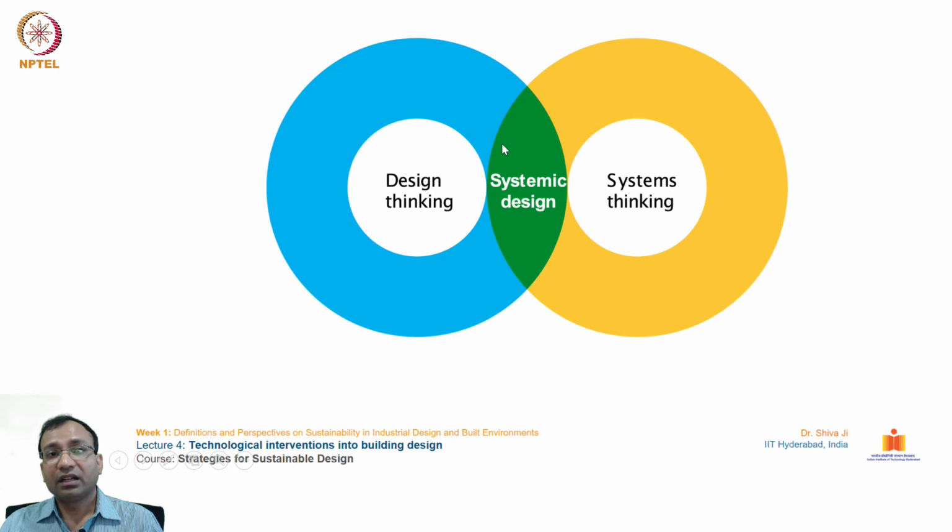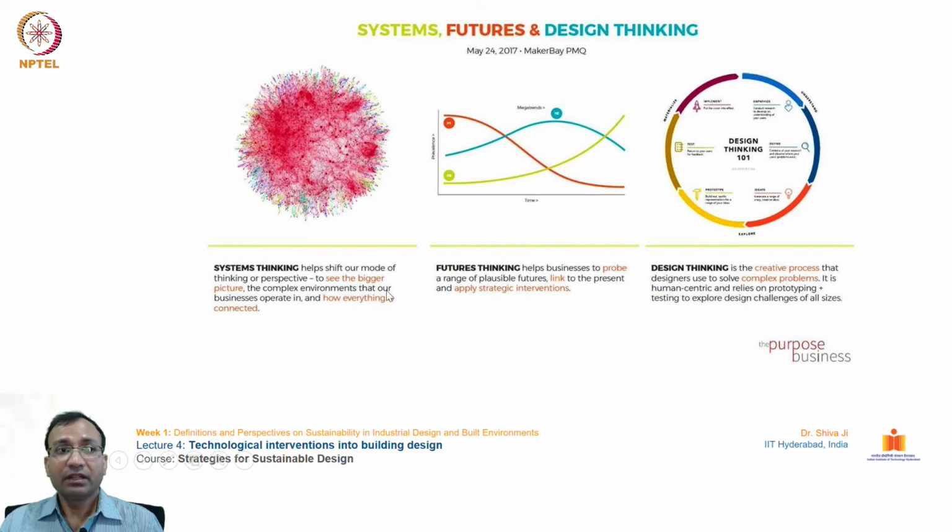Wherever these two domains of design thinking and system thinking overlap, there comes systemic design. Systemic design is one of the strategic approaches with which we can deal with sustainability related issues. System thinking involves lots of nodes, lots of branches, and there will be a bigger picture. We need to understand the whole perspective of any given system and that complex environment, like how it is connected, what the interconnectedness is, and how the relationships are.